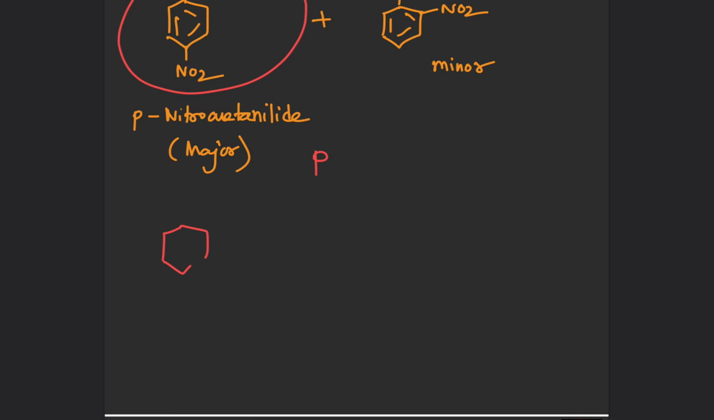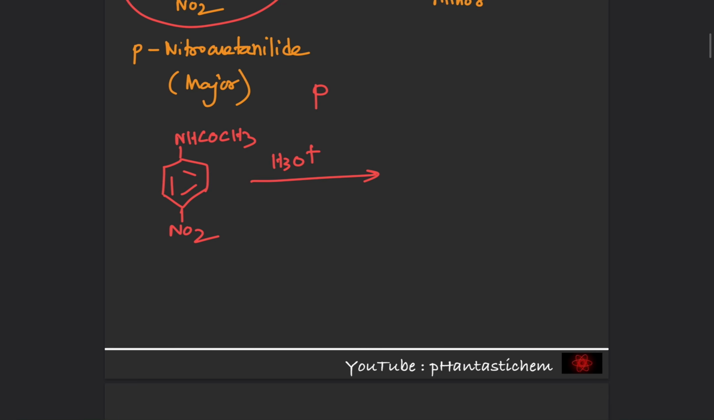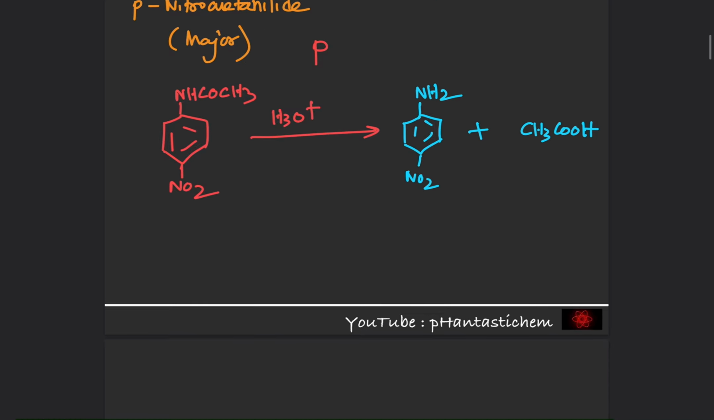That is, I have P, which is para nitroacetanilide. So I'm subjecting it to hydrolysis. So upon hydrolysis, we will get back the amine group here. Okay, so we will get NH2, NO2, and also CH3COOH as the side product. Okay, so this is known as p-nitroaniline.